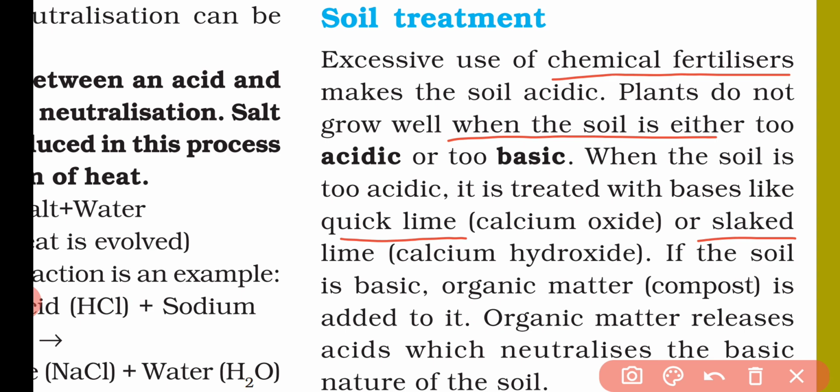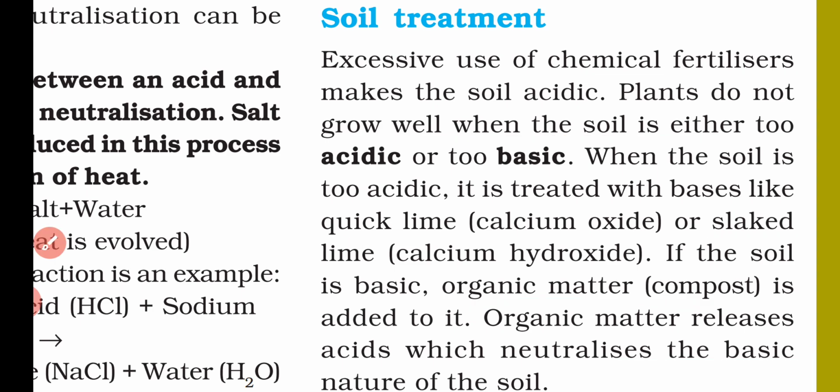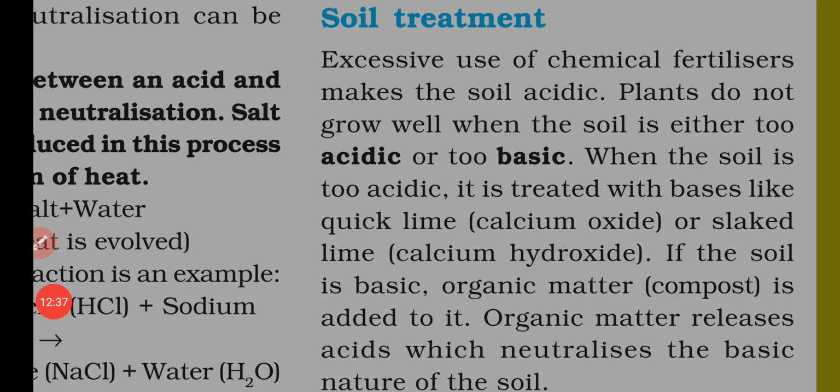Similarly, if the soil is basic, that means if the soil contains a high amount of basic content, in that case we add organic matter or compost to the soil. This compost releases acids, which can easily neutralize the basic effect of the soil. So if the soil is acidic, we add quicklime or slaked lime. If the soil is basic, we add organic matter or compost, which produces an acidic effect. In both cases, the soil becomes neutralized and we are able to grow the plant properly.